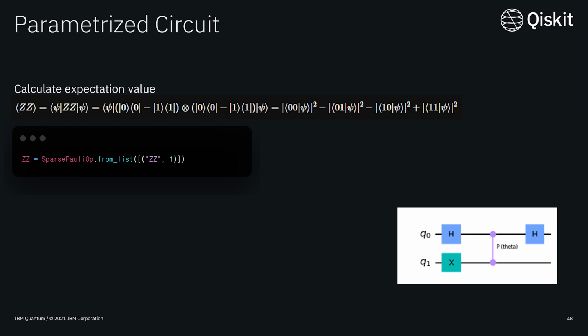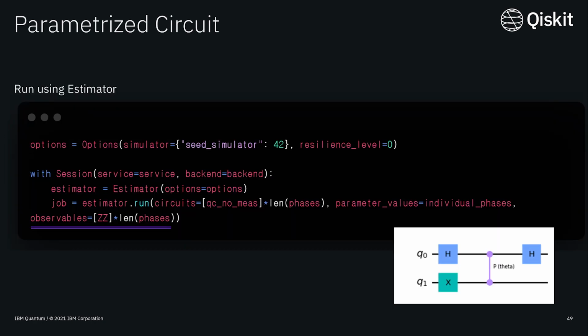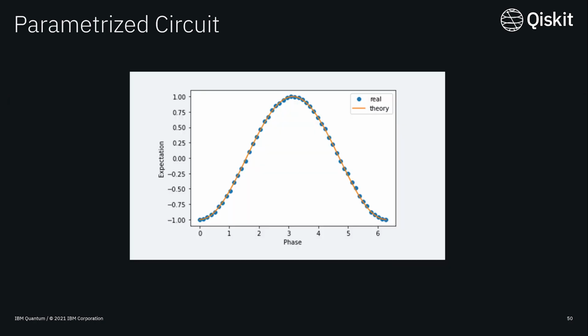First, we will use SparsePauliOp to calculate the expectation value of ZZ. Then we use this calculated expectation value as the observables parameter for a run method in the session. Of course, our estimator result shows a similar result to the theory value.